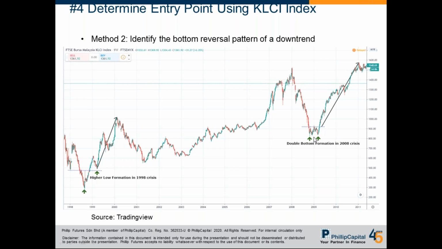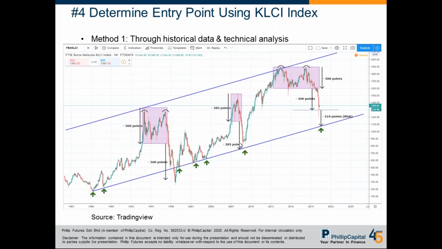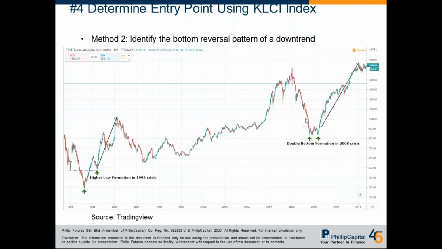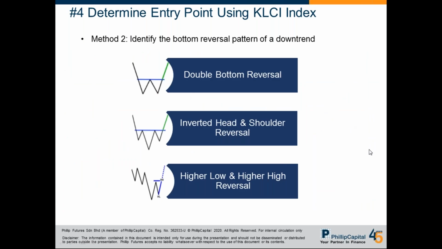Now, let's look at what happened in 2008. You see, although it doesn't quite touch the 385 points, and it doesn't even touch the trend line, with method number 2, which is to identify the bottom reversal, we are able to catch the opportunity as well. If you look at this, what kind of pattern is this? This is called a double bottom. This is called a double bottom reversal.